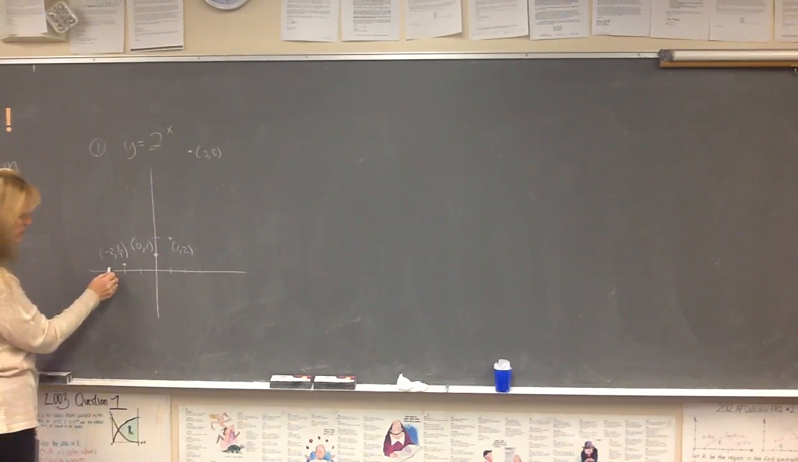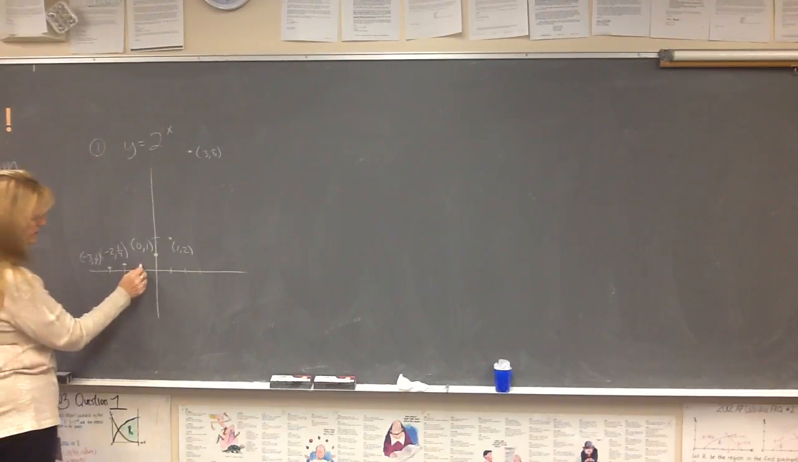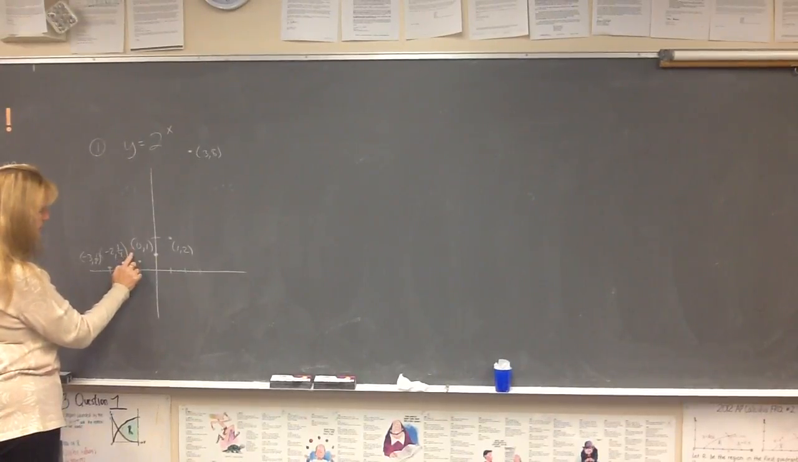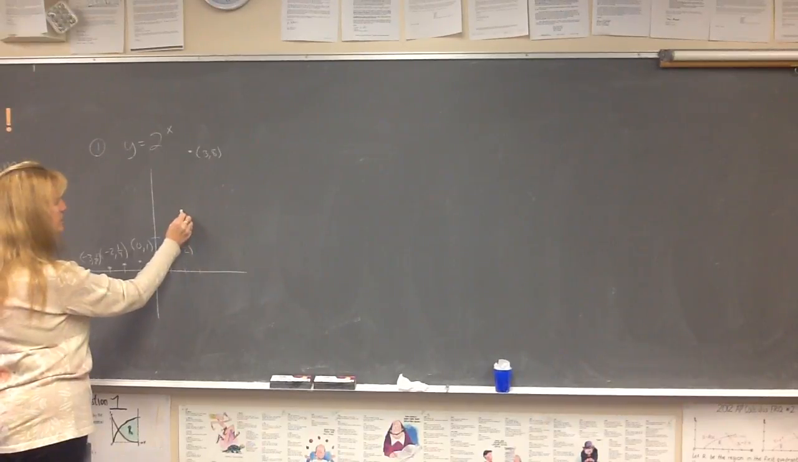I could do that over here. (-3, 1/8). That's really kind of small, small, small. Okay, (-3, 1/8). What else? (-1, 1/2). I heard you say (2, 4). Yep. Okay, so no room to label that one, so I'm just going to say 2 and then 4.